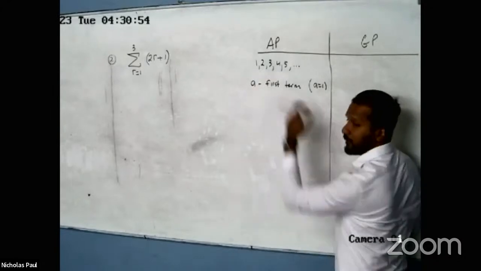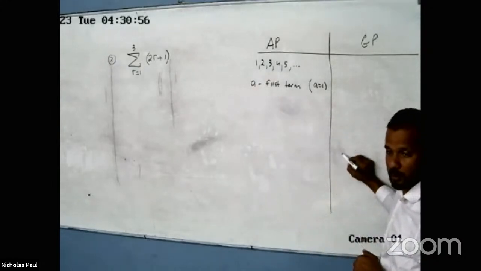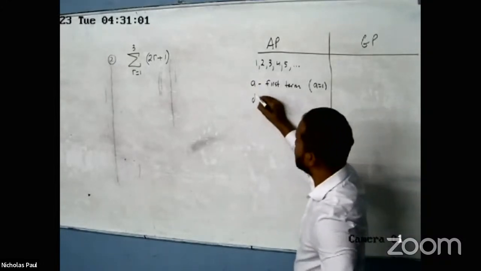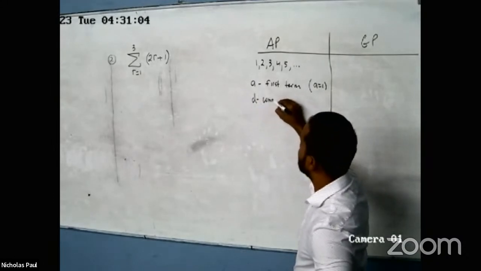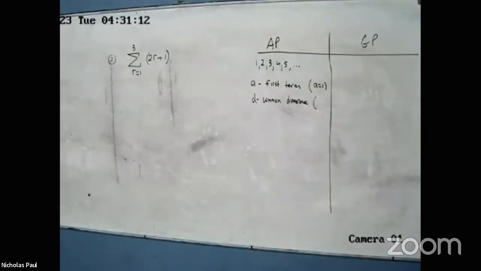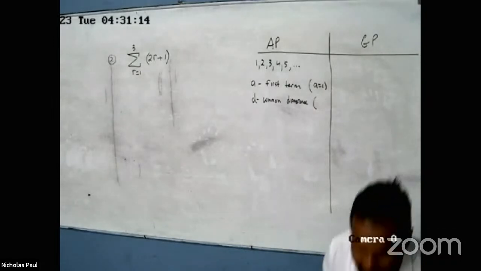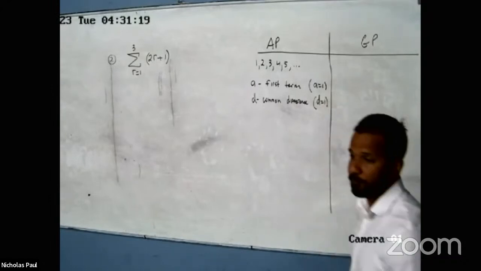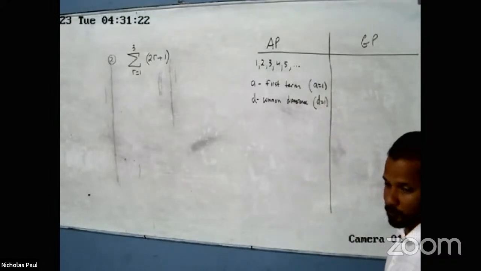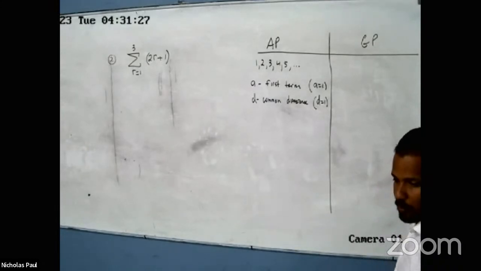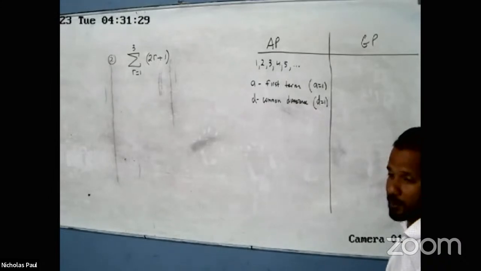And what's the pattern here? They all increase by 1. That is called D, the common difference. In our example, the common difference is 1.